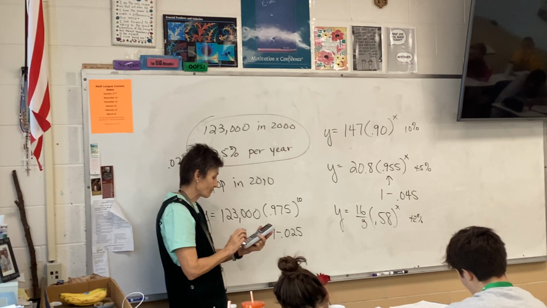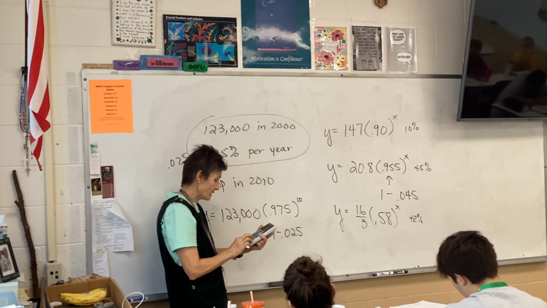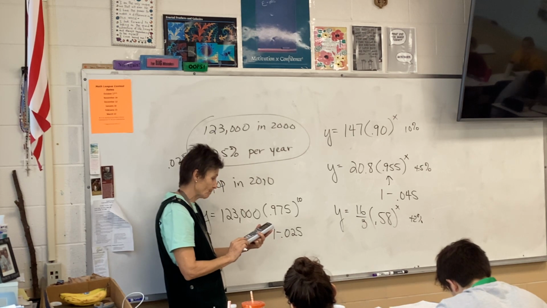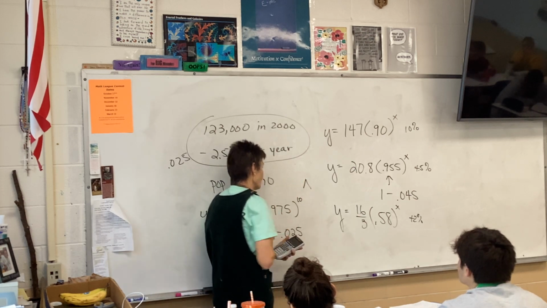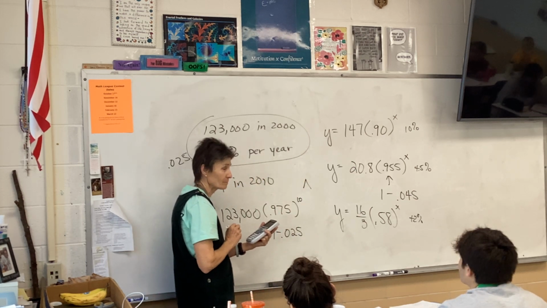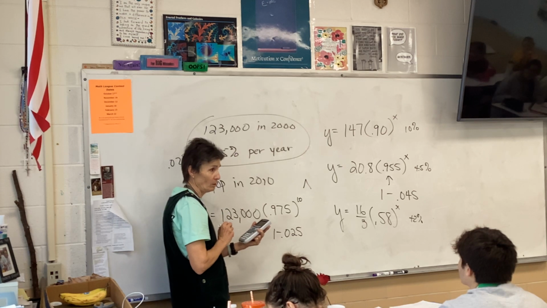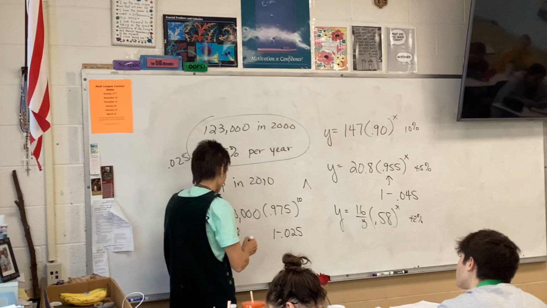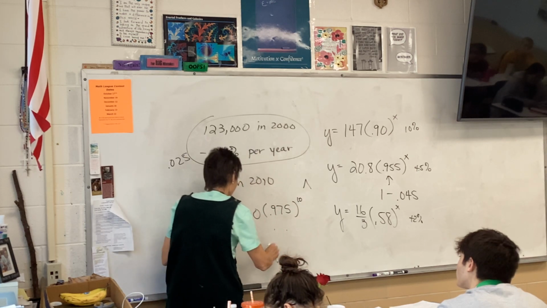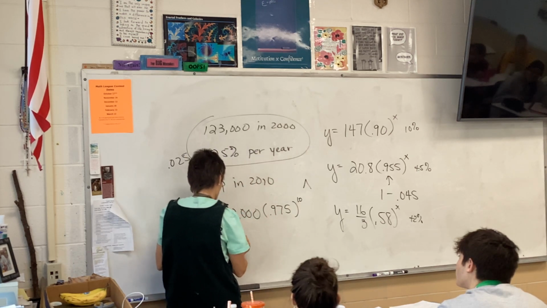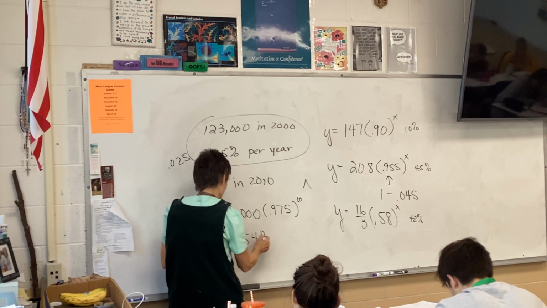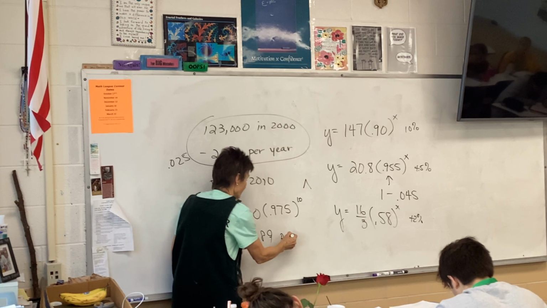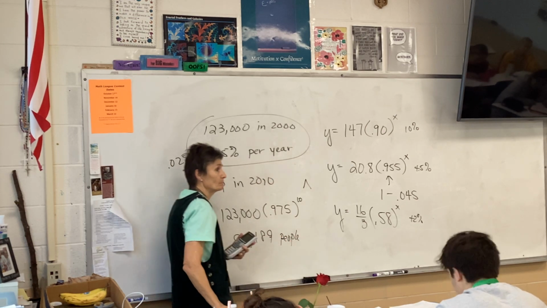123,000, parentheses, 0.975 to the 10th power. Remember, this little button right here raises to the 10th power. Now, these are people, so let's round off to the nearest whole person. So I got 95,489 people.